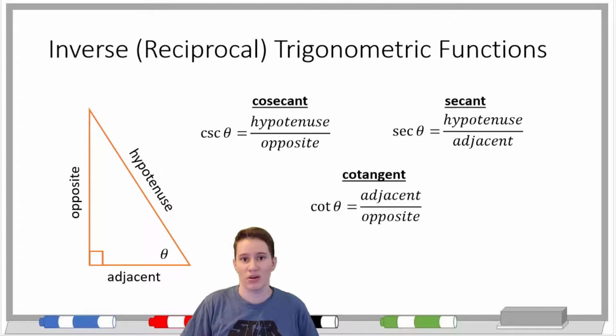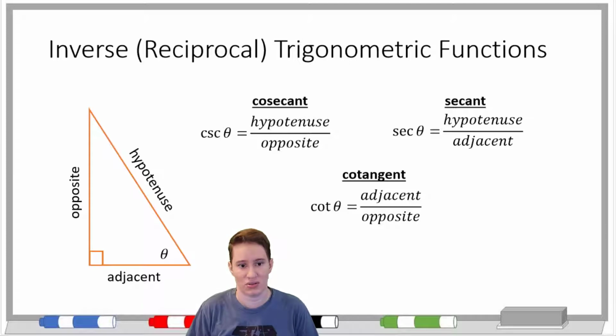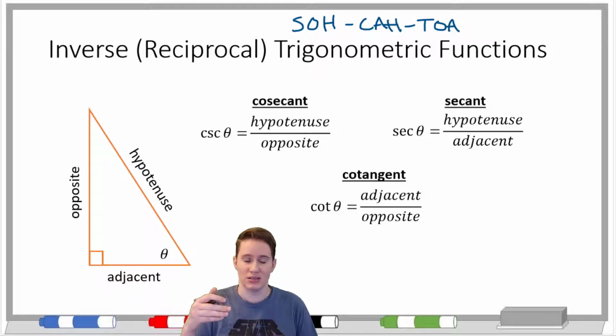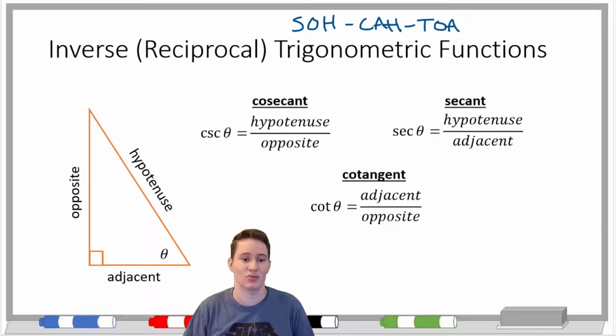So if you remember our acronym that we use, SOHCAHTOA, to remember what trig function goes with which sides. We've got sine, cosine, and tangent. So tangent is opposite over adjacent. Cotangent is this other trig function that is the reciprocal of that, adjacent over opposite. And then we have these other two new words, cosecant and secant, which are the reciprocals of sine and cosine. And it can be tricky at first to remember these.